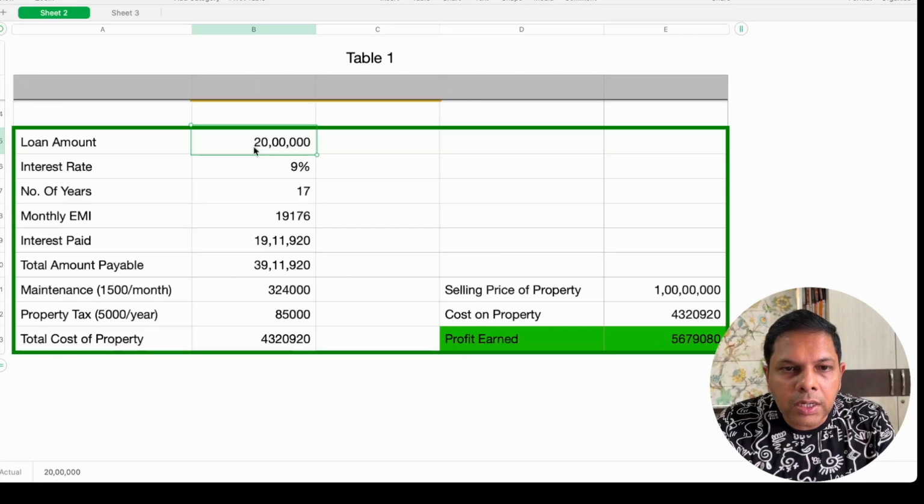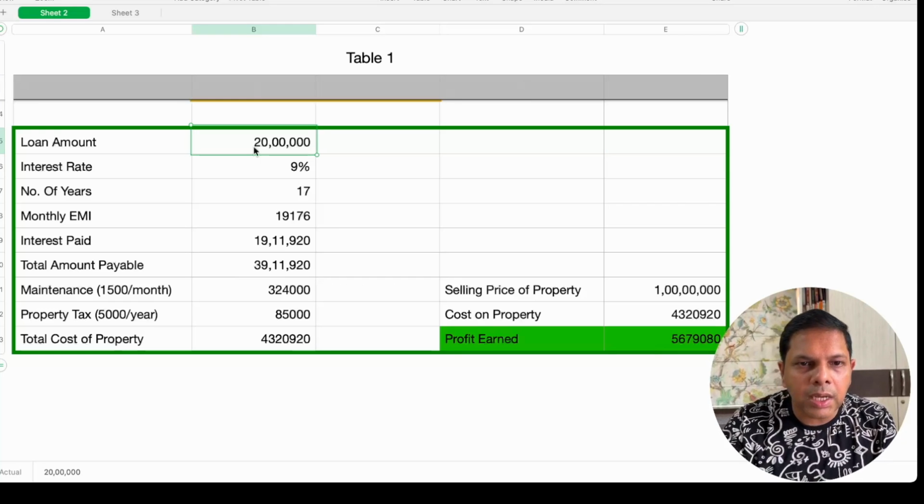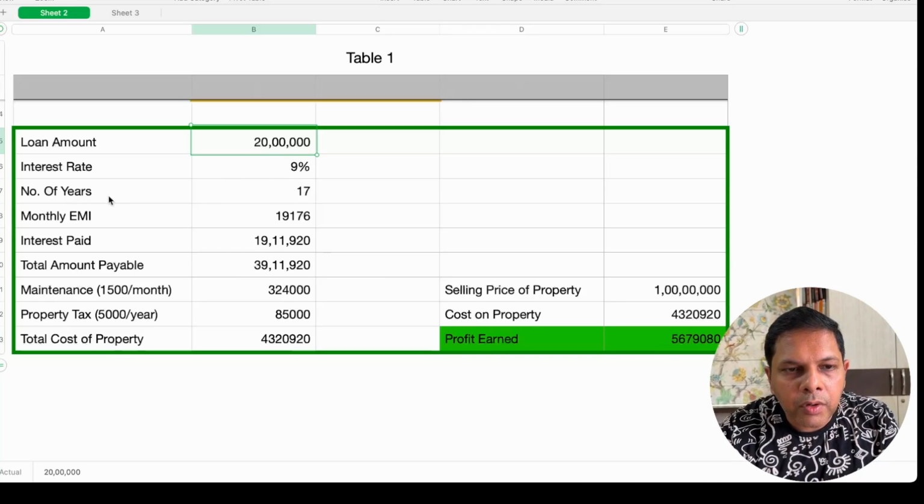The interest rate, considering the loan was taken 17 years back, I checked at that point of time, it was around 9 to 10%, so I've kept the interest rate as 9%. The loan tenure I have kept as 17 years, and the monthly EMI is around 19,000 rupees.